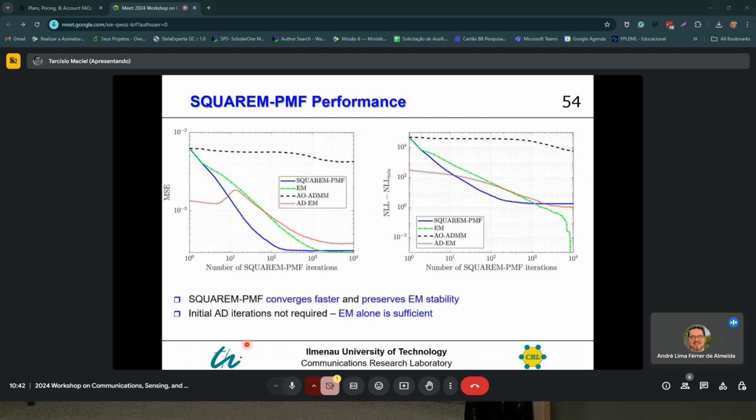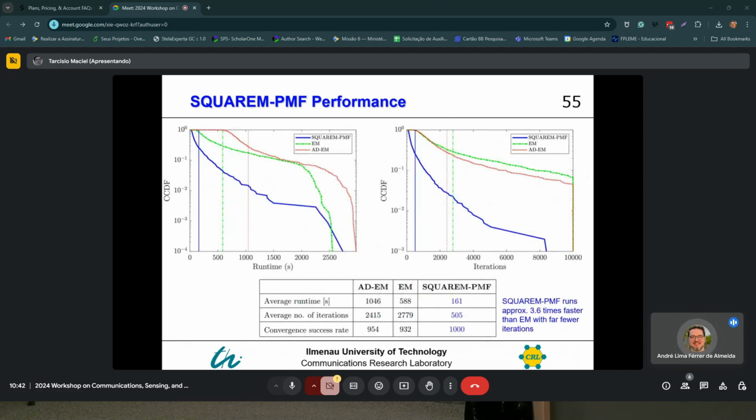On the left, we have the mean squared error against the number of square EM PMF iterations. If you look at the blue curve here, which corresponds to square EM PMF, we can see that it converges faster than EM alone, which is the green curve here. And of course, it also converges faster than the AD-EM and the AO-ADMM. If we look at the negative log likelihood, we see a similar thing in terms of convergence. But I think it's much clearer if we look at the runtime here.